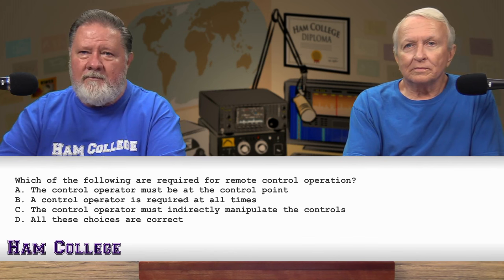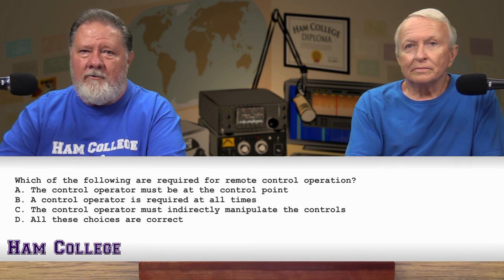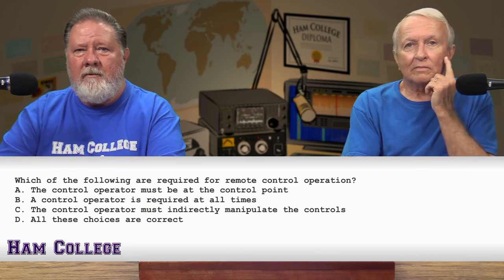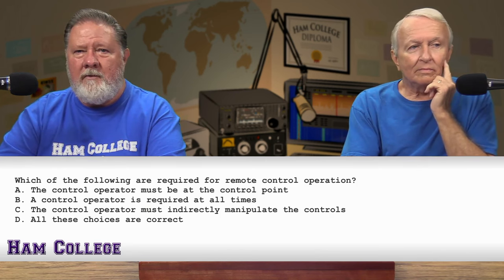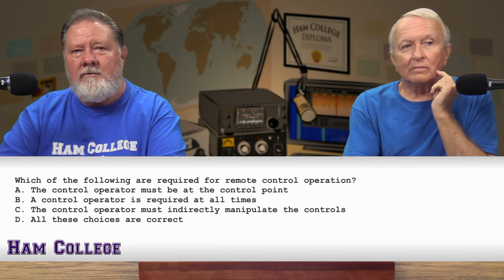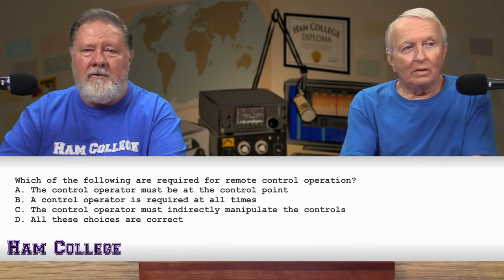A, the control operator must be at the control point. That's true. B, control operator is required at all times. C, control operator must indirectly manipulate the controls. Remote control. Indirectly manipulate the control. I think it's going to be D. Although I'm not quite sure about B, but I think A and C are true, so I'm going to assume B is too. So I'm going to go with D for my answer.